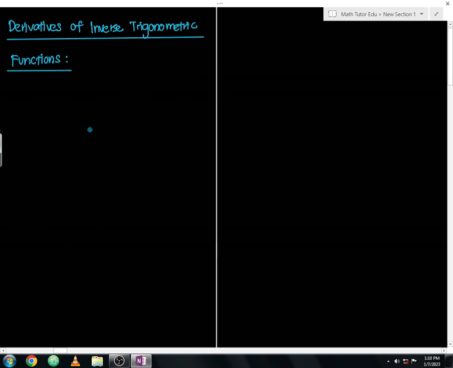Now we have come to the last two inverse trigonometric functions, which are secant inverse and cosecant inverse. Let me write down the two formulas respectively. Given that d over dx of secant inverse u is equal to u prime divided by modulus u times the square root of u squared minus 1.